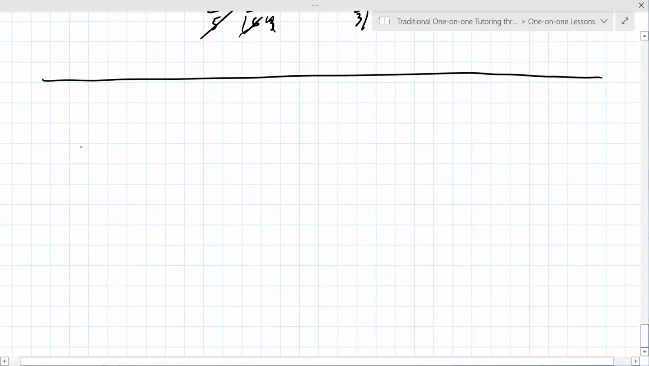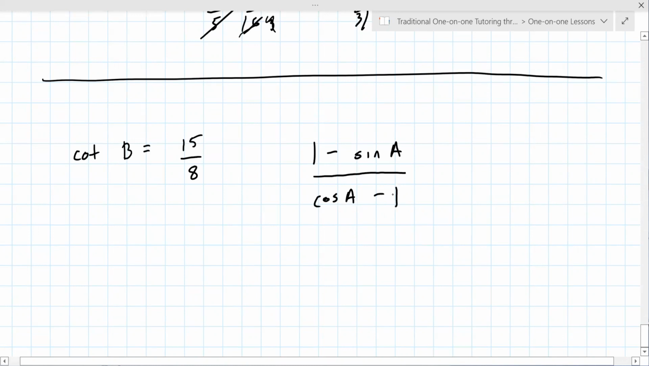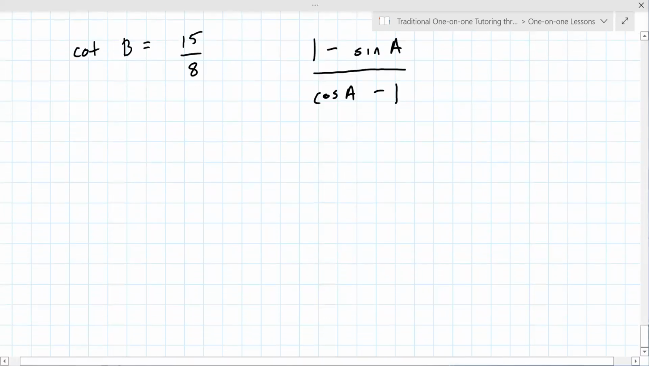Let's go cotangent B equals 15 over 8. Let's go 1 minus sine A over cosine A minus 1. So see if you can work this all the way through. This may be our last problem. Take a few minutes and see what you come up with, and ask me any questions you have along the way. Okay.